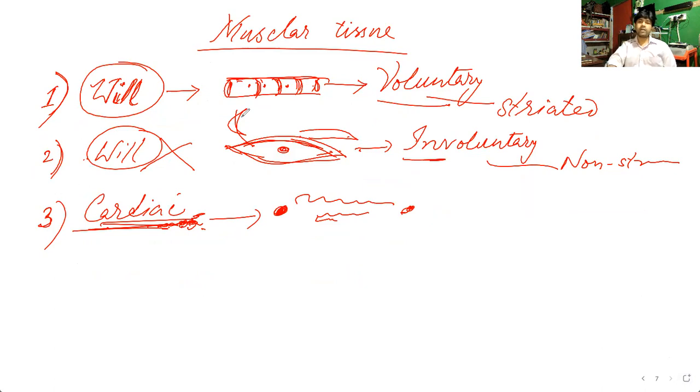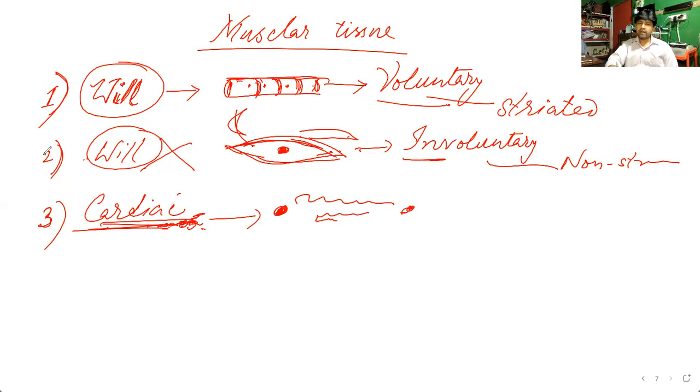Then we discussed the involuntary muscles. So their shape is like a spindle. And they are uninucleated, that means only one nucleus in one cell, and they are branched, and they cannot be controlled by our will. And they do not have these stripes, dark and bright stripes are not there.